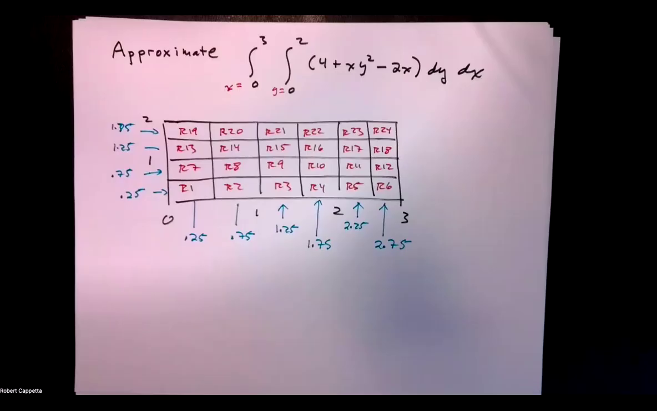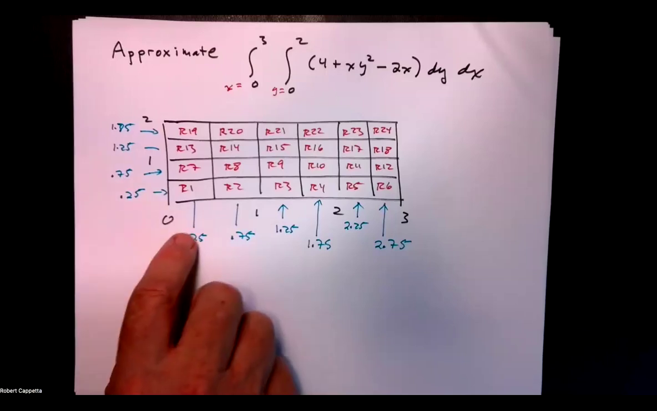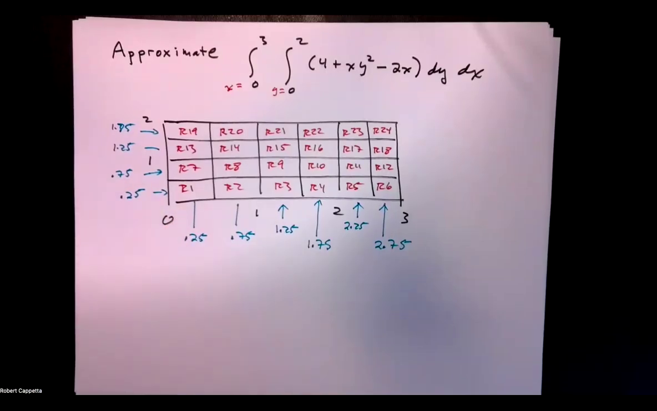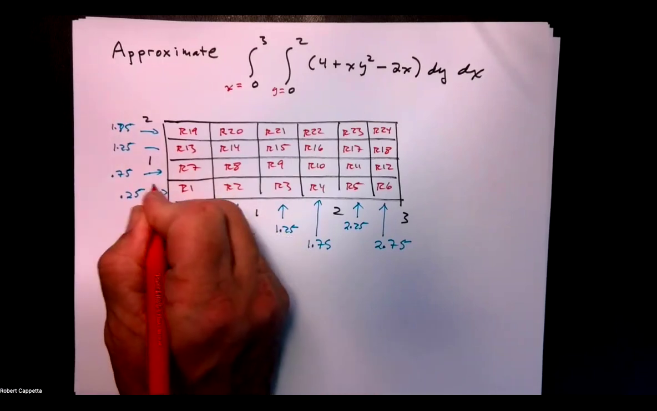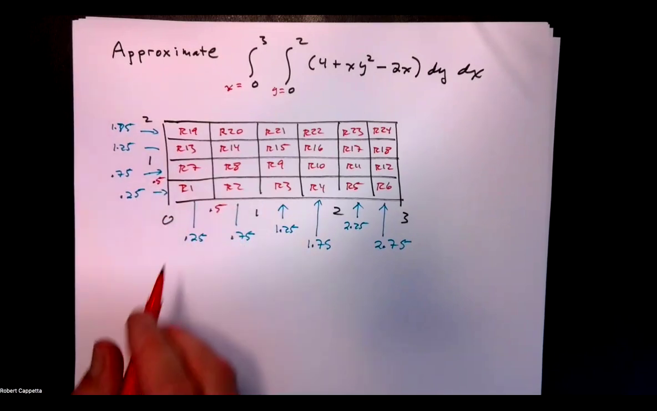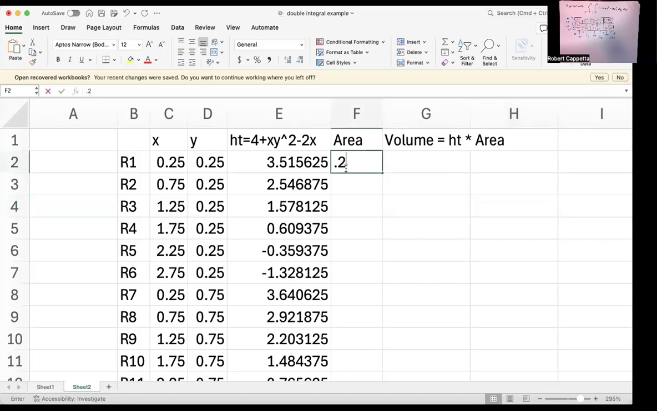So let's jump back to the spreadsheet. I need to determine what the area is of each rectangle. Now, the area here is what? Let's go back and look at our rectangles. From 0 to 0.5. We split from 0 to 1, so this is 0.5 here, and this is 0.5 here. So each rectangle is 0.5 wide and 0.5 high. So the area of each rectangle is 0.25. Let's go ahead and put that back in the spreadsheet. All of the areas are 0.25.